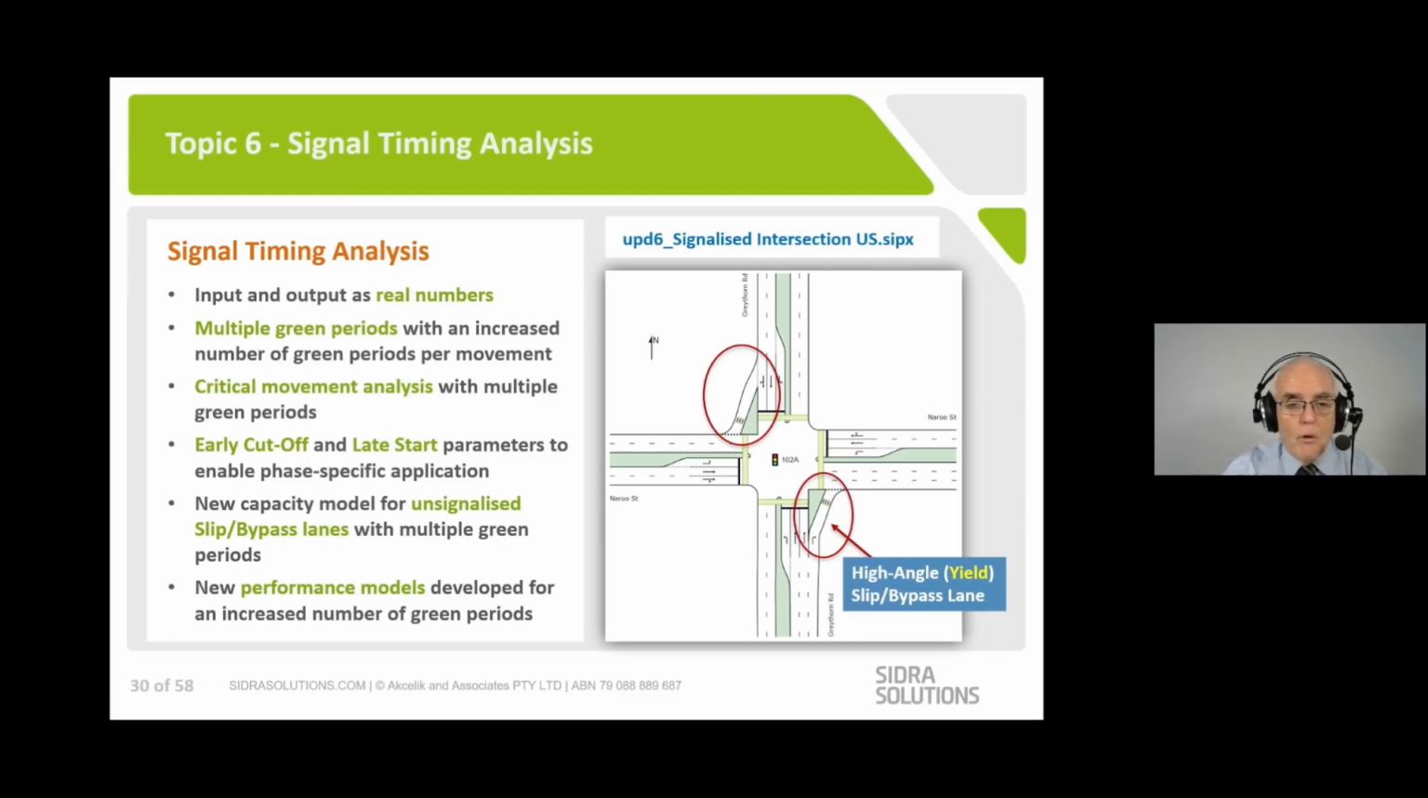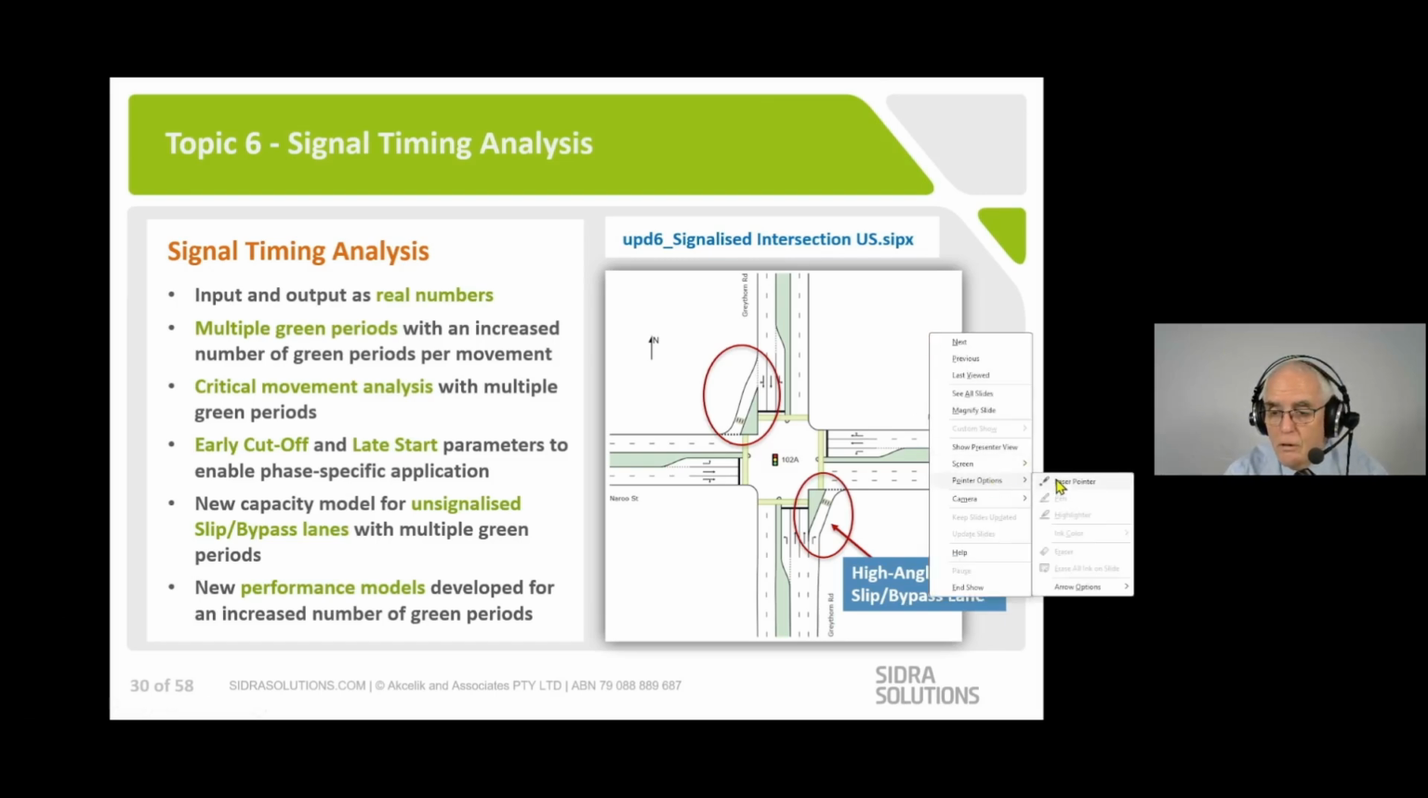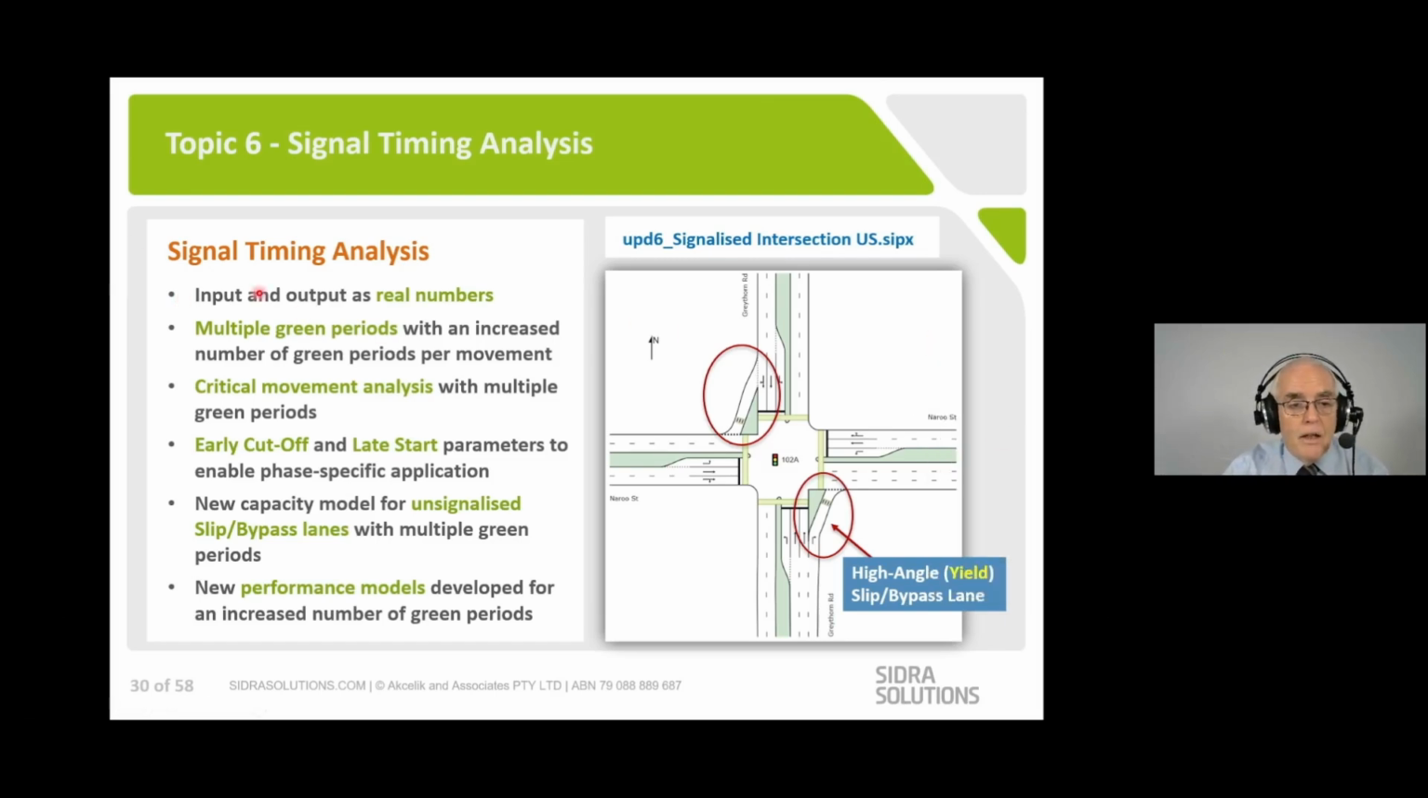So a quick summary, bear with me with this pointer option. The signal timing analysis can now include all input and output as real numbers. So, for example, a yellow time could be specified as 3.5 seconds. In earlier versions, you were stuck with having to have the nearest integer value.